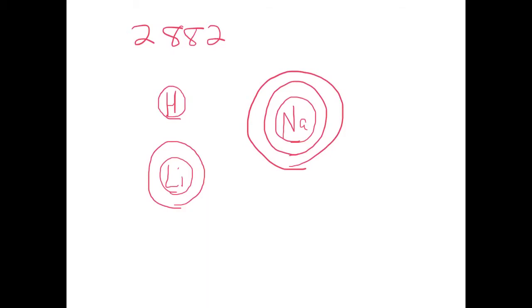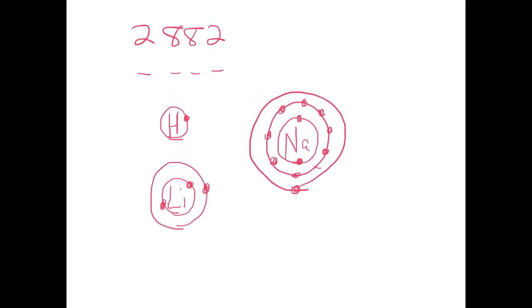Here's a quick representation of hydrogen, lithium, and sodium. If you follow the 2-8-8 rule, hydrogen has only one electron, so you put it in that first shell. Lithium has 3 electrons, so you'd put 2 in the first shell, and then the last one would be here. Then you look at sodium, which has a total of 11 electrons, so 2 in the first, 8 in the second shell, and then the last electron located right here in the third shell.